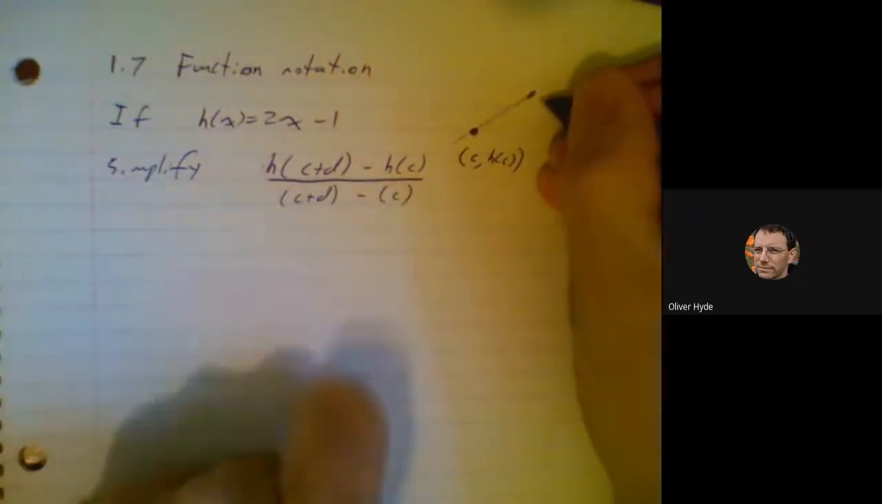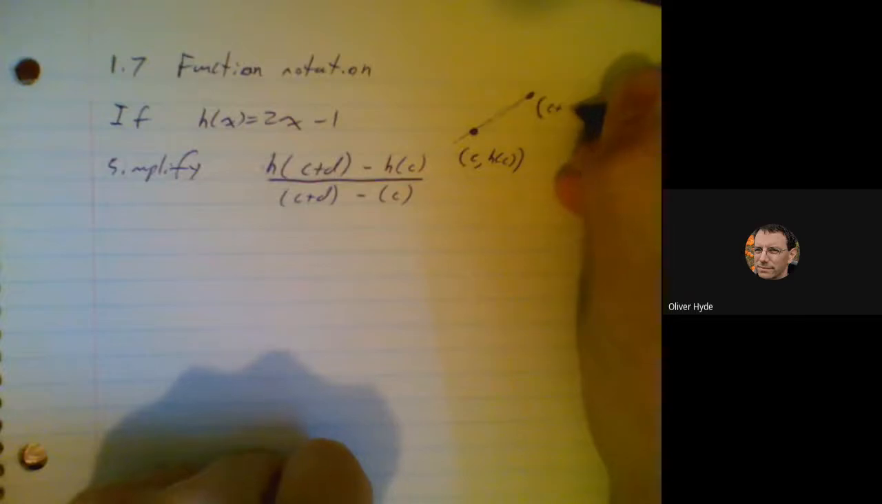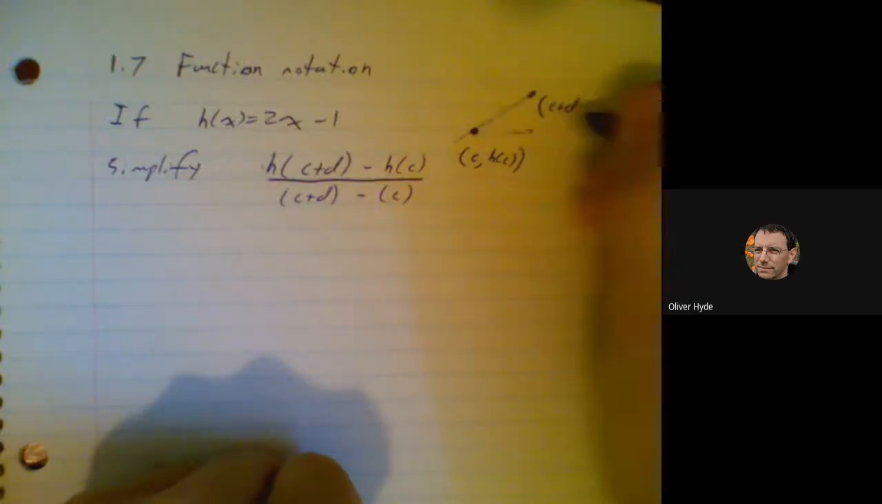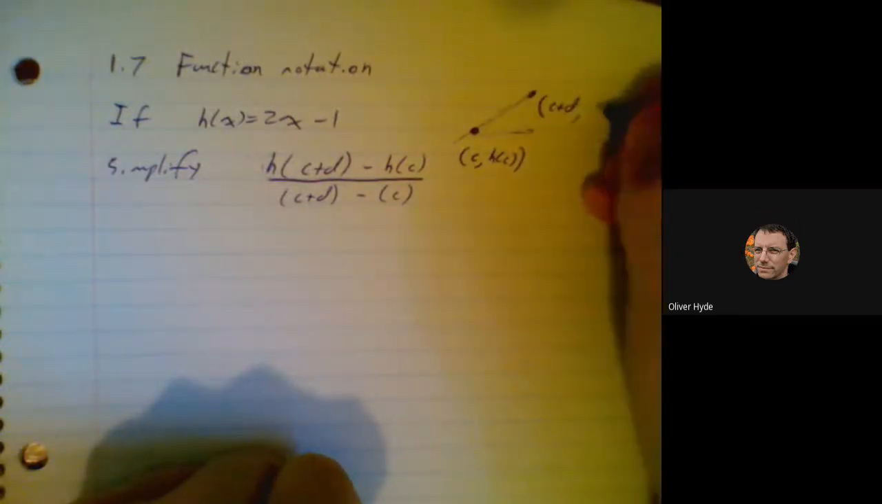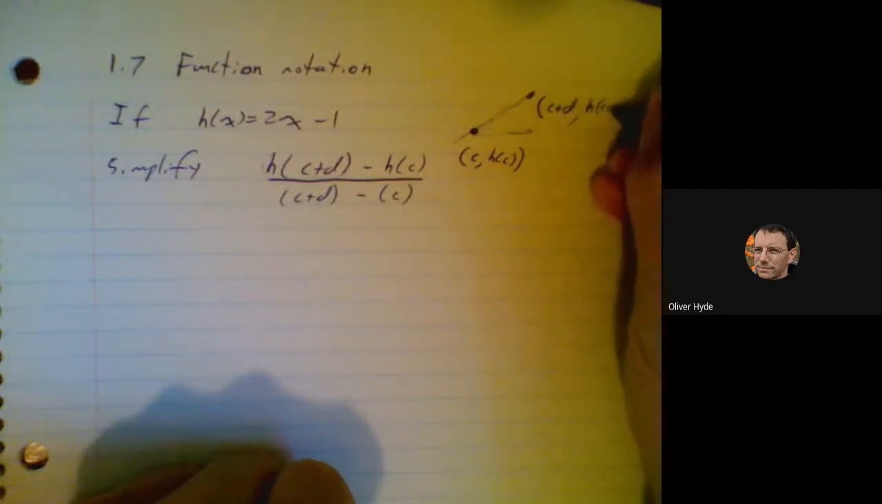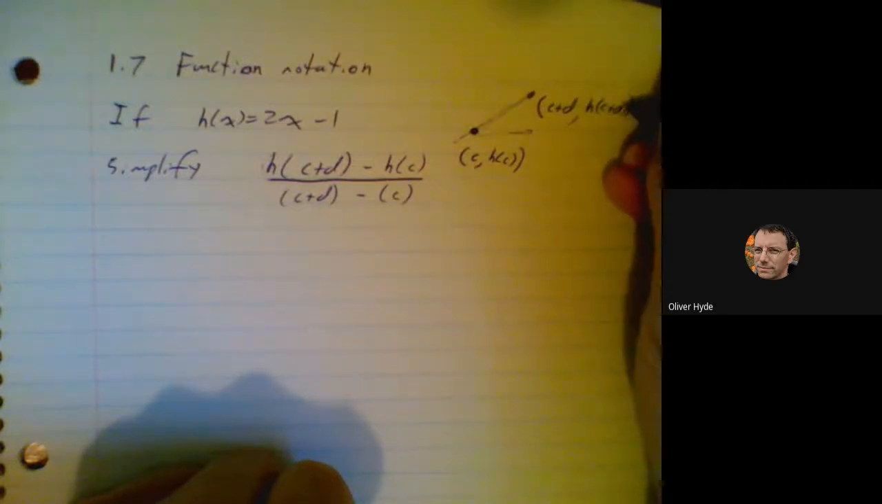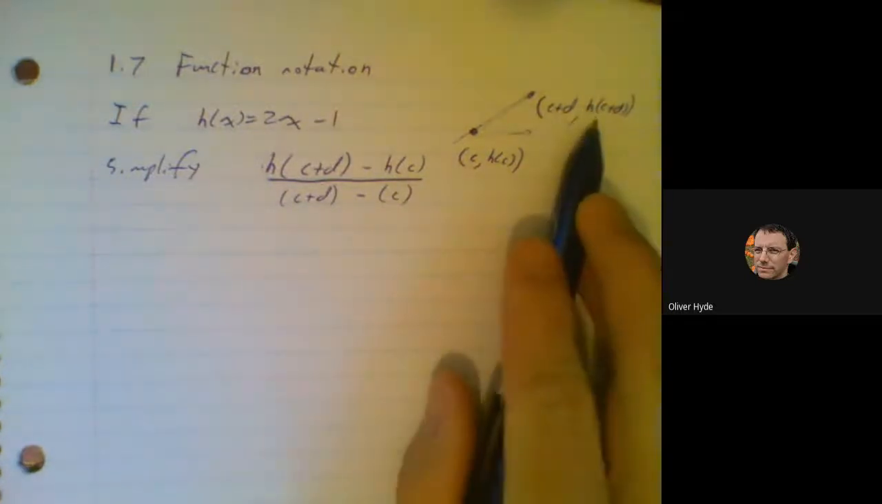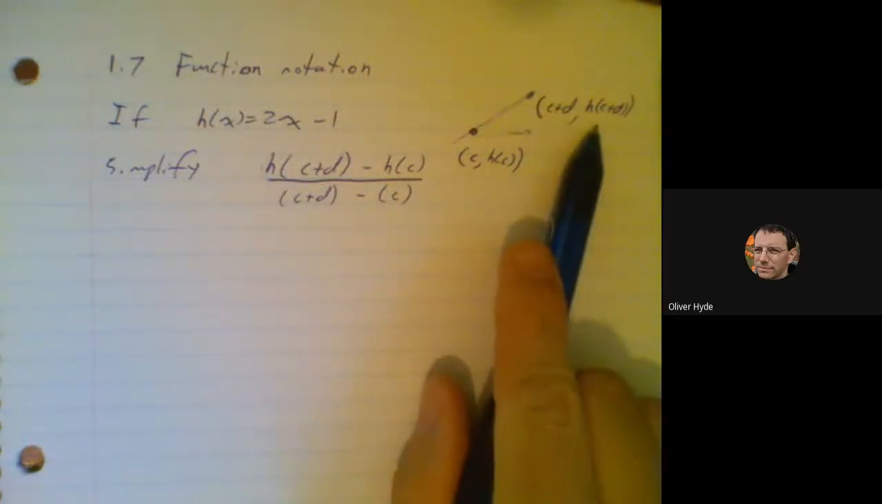Why would labeling it x comma y cause problems? Well, how about if I have some second point here that is d forward from c? Let's call its input c plus d. Its output is going to be given by the output from the machine h when the input is c plus d. That can be labeled h of c plus d.